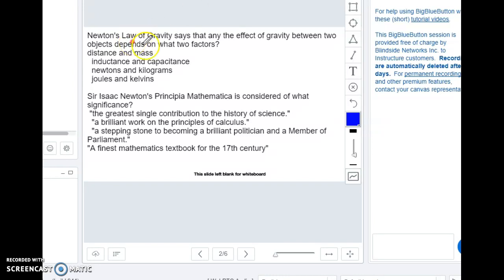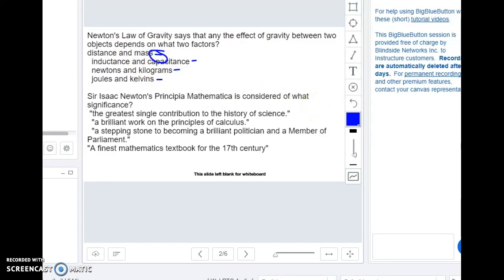two factors? Is it distance and mass, inductance and capacitance, newtons and kilograms, or joules and kelvins? Newton's law of gravity says that any effect of gravity between two objects depends on what two factors? All right, and the correct answer is distance and mass. Okay, we're talking about distance and mass.